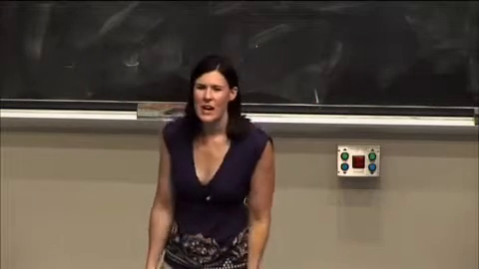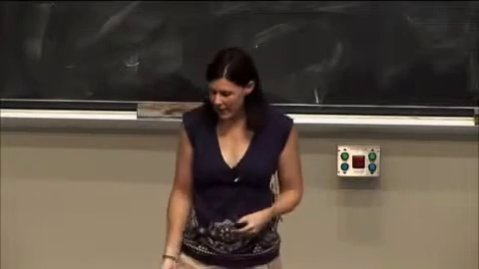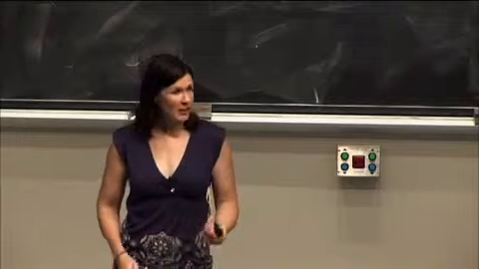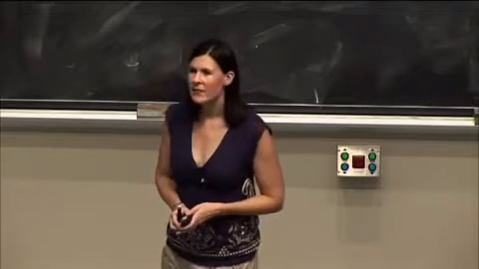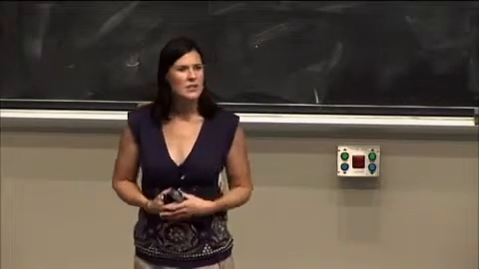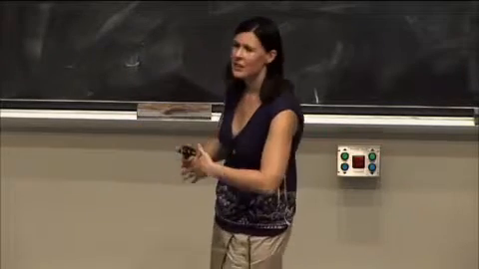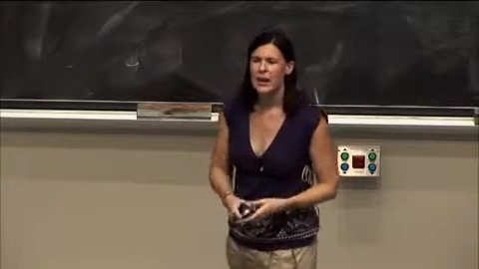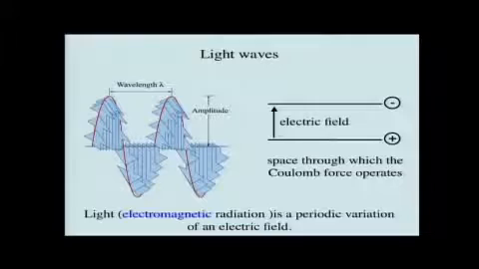So what we really want to talk about here is light waves. And light waves have the same properties as these other kinds of waves in that they're the periodic variation of some property. When we're discussing light waves, what we're talking about is light, or electromagnetic radiation, as we'll be calling it throughout the course. And that's the periodic variation of an electric field. So instead of the periodic variation of water or of air density, here we're talking about an electric field. We know what an electric field is. It's just a space through which a Coulomb force operates.